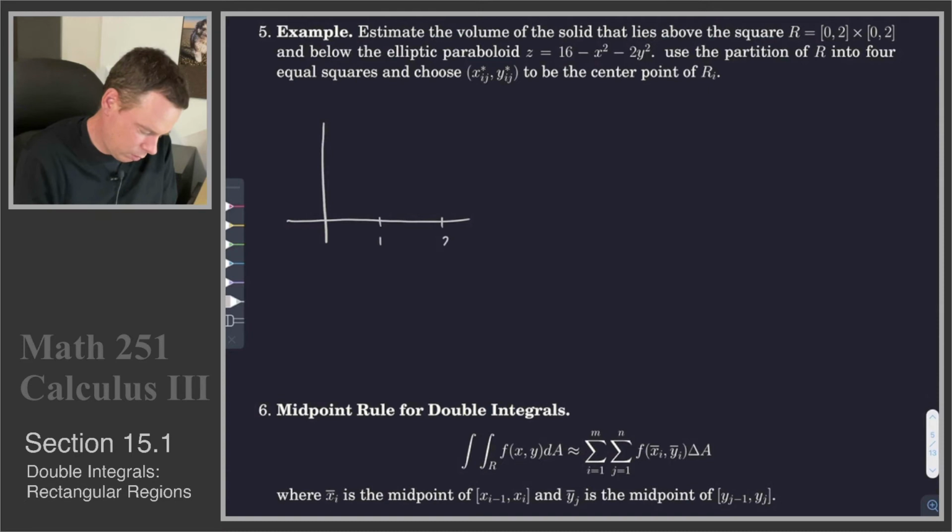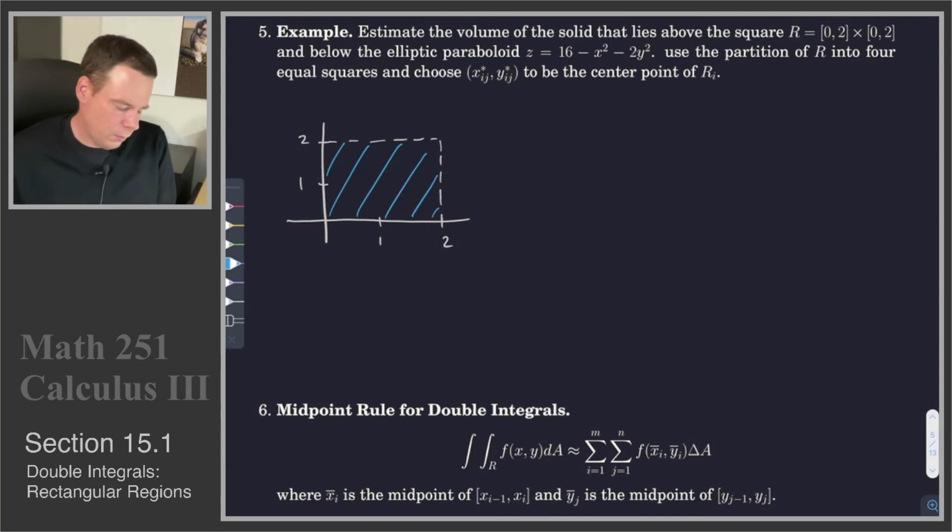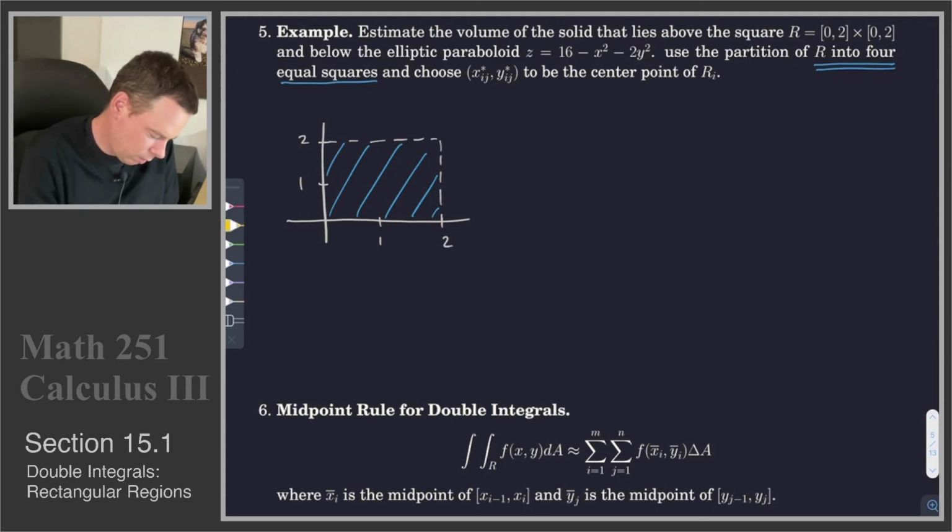So there's 1, 2, 1, 2. So the region we're interested in is this region here. And it says, find the area above this region below the paraboloid, but use a partition of that rectangular region into 4 equal squares. Okay, so there's our 4 equal squares.